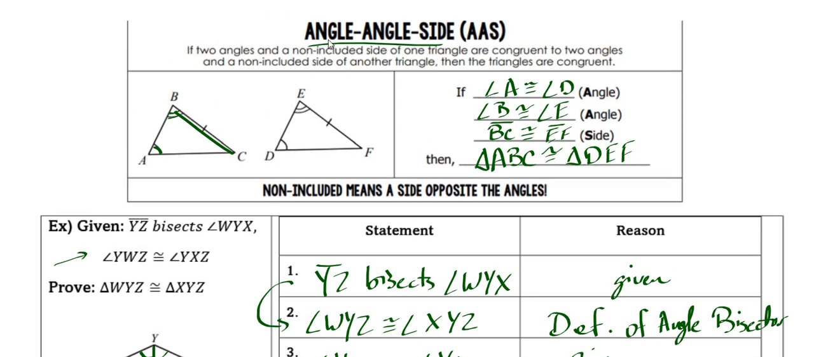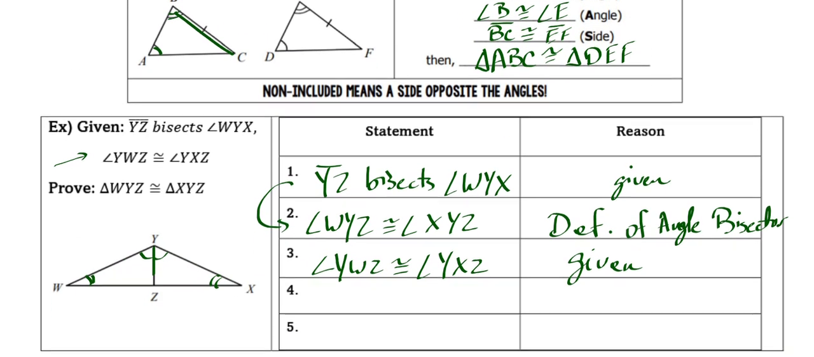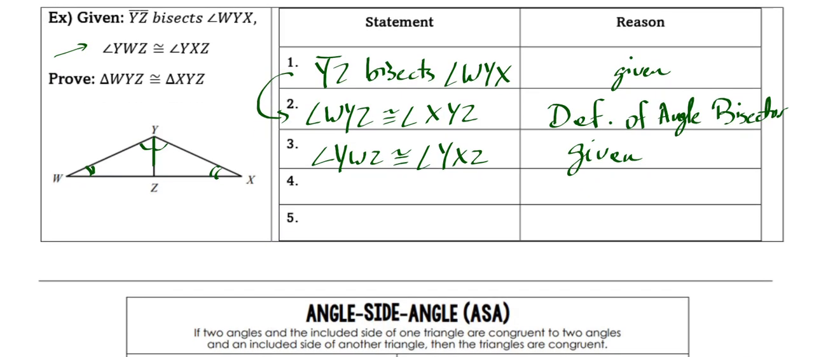And again, since we know that we're looking for angle, angle, side, this is a little bit easy, but sometimes you won't know exactly what you're looking for. So you have to just think of the 5 options that you have, which one could you use here? So since we know we're looking for angle, angle, side, we know it's talking about YZ. That has to be the side we're showing is congruent to itself. YZ is congruent to YZ by the reflexive property.